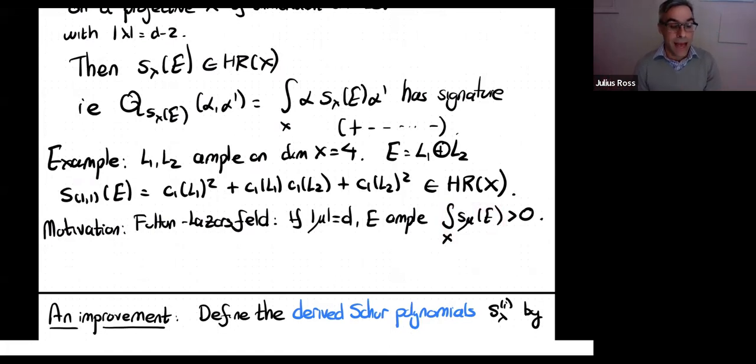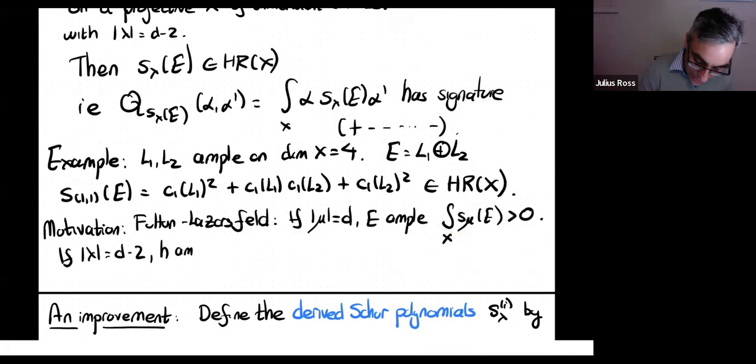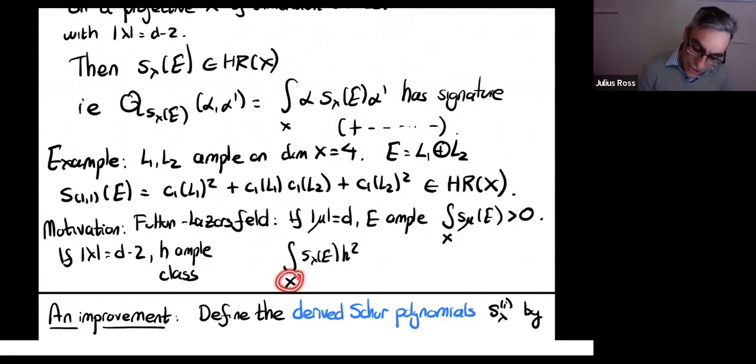And if you think about it for a second, this is important because the case I'm interested in is when the length of lambda is D minus 2. Let's suppose H is an ample class. Then what happens if you integrate S lambda of E times H squared over X, right? So looking at your dimensions for a second, this has dimension 2.